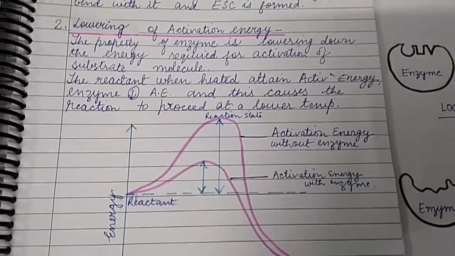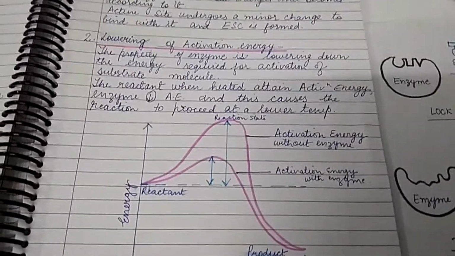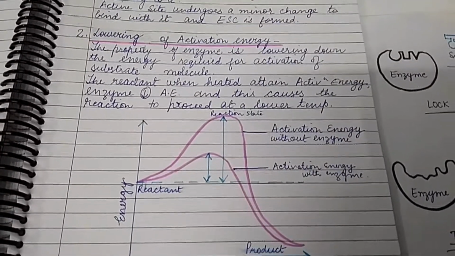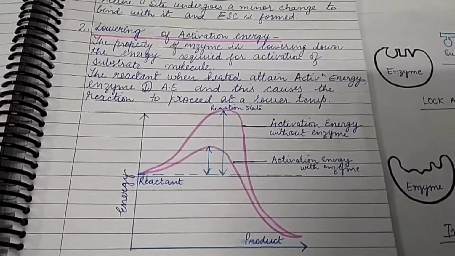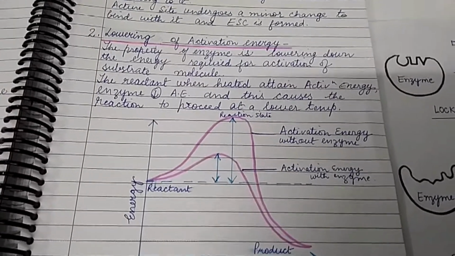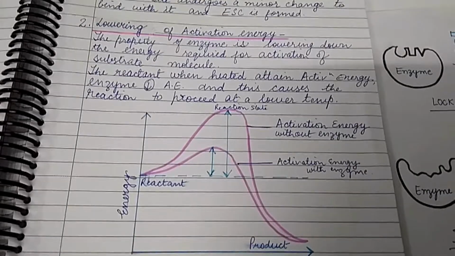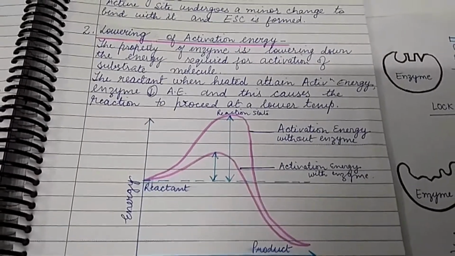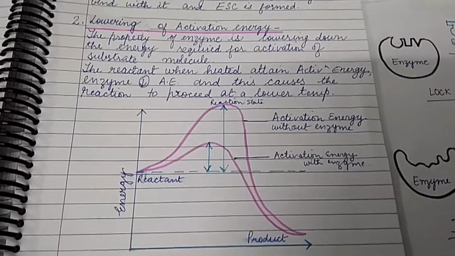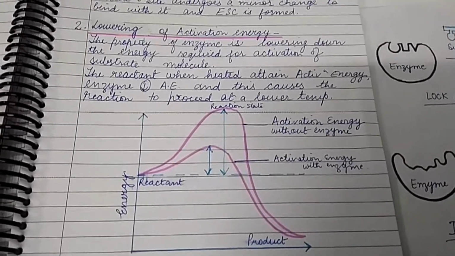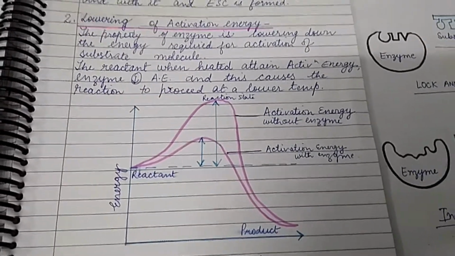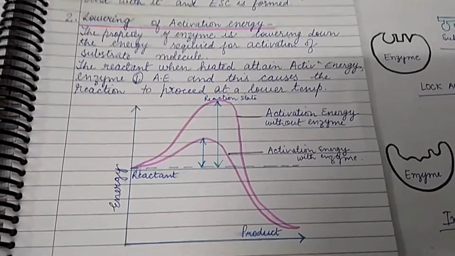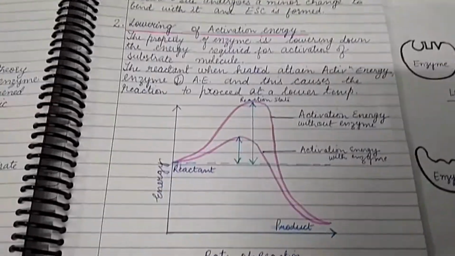Now comes the second step, that is lowering of activation energy. Now we know what activation energy is. The energy required by the reactants to start a reaction is the activation energy, and enzymes have the property to lower down the activation energy. So when the reactants are heated, they attain activation energy, and the enzyme reduces the activation energy and causes the reaction to proceed at a lower temperature. So the enzymes reduce the activation energy in such a way that all the biological reactions occur at body temperature.